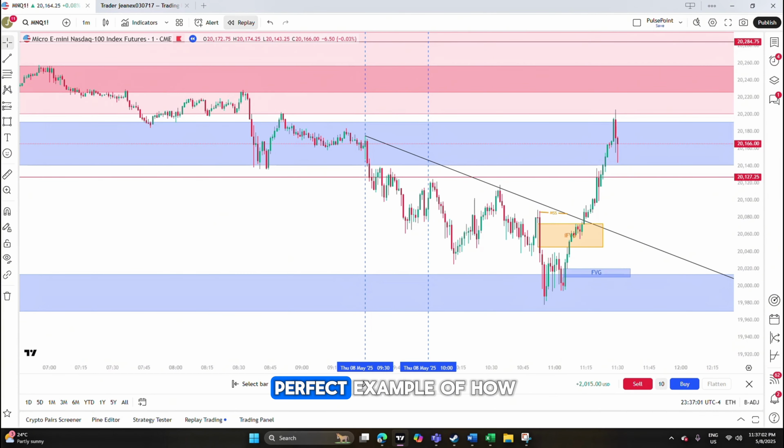This trade was a perfect example of how my Pulsepoint combines with the smart money concept, macro awareness analysis, and timing precision into a unified model. If you're serious about learning how to read the market like this, follow me, hit subscribe, and stay tuned for more breakdowns like this.